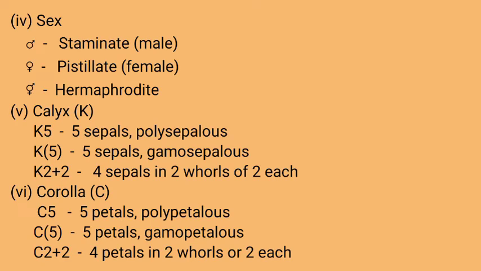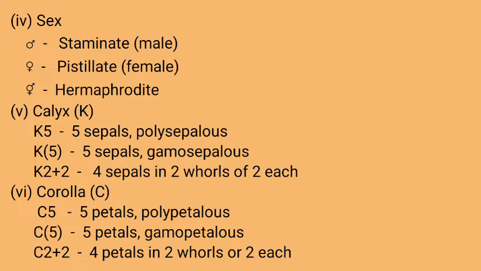Number 4, sexuality of the flower. If a flower contains only androecium or stamens, it is called a staminate flower or male flower, which is denoted by the male symbol. If a flower contains only gynoecium or pistils, those flowers are called pistillate or female flowers, denoted by the female symbol in the floral formula. If a flower contains both stamens and pistils, which means both androecium and gynoecium, those flowers are called bisexual flowers, which are denoted by the bisexual symbol.